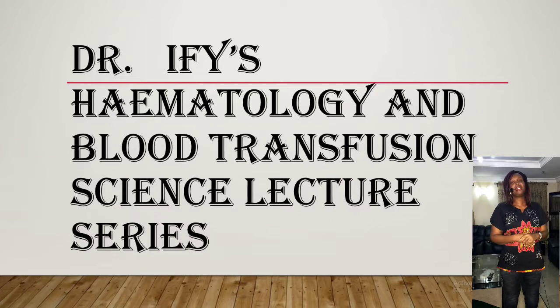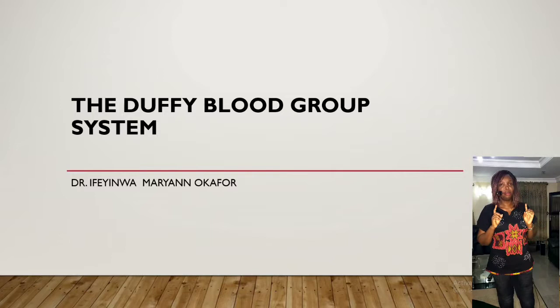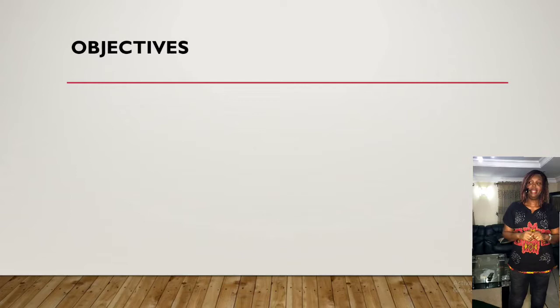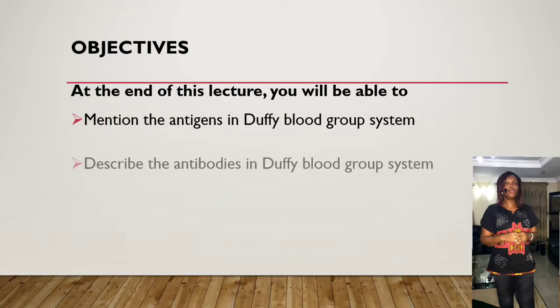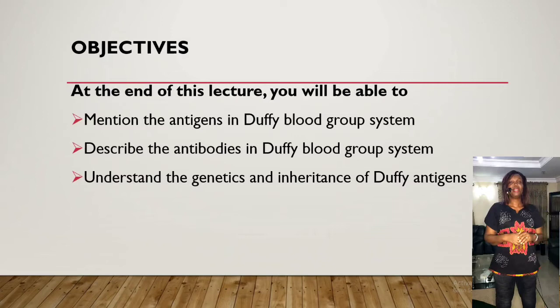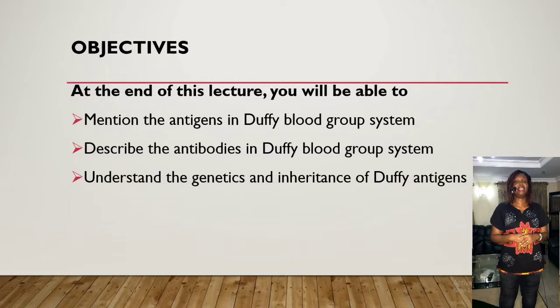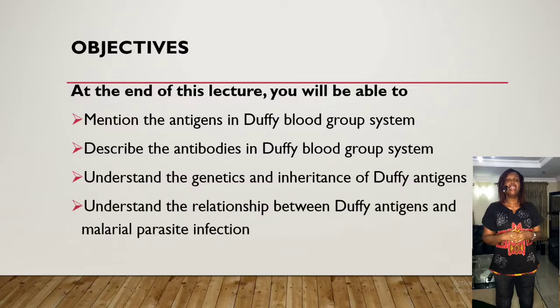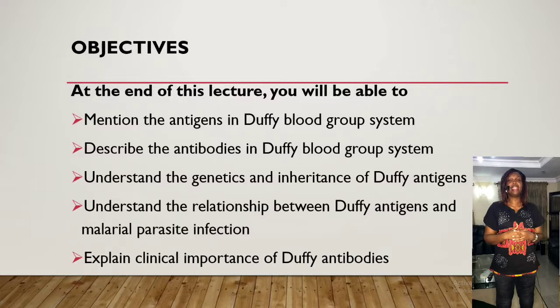Today we will be discussing the Duffy blood group system. Objectives of this class: it is expected that at the end of this lecture, you should be able to mention the antigens in the Duffy blood group system, describe antibodies in the Duffy blood group system, understand the genetics and inheritance of Duffy antigens, understand the relationship between Duffy antigens and malaria parasite infection, and explain the clinical importance of Duffy antibodies.